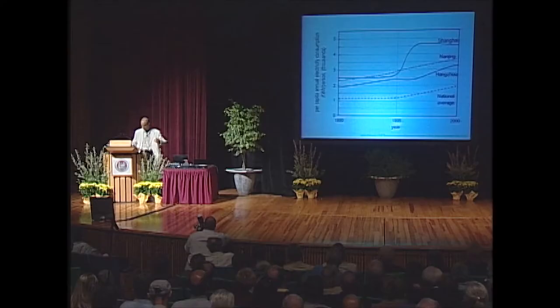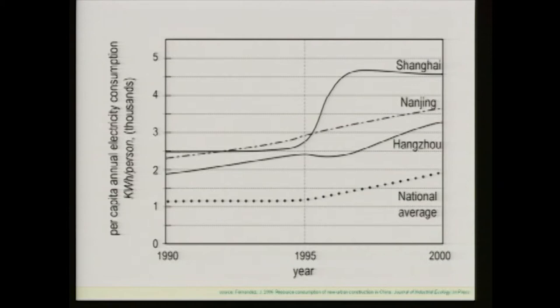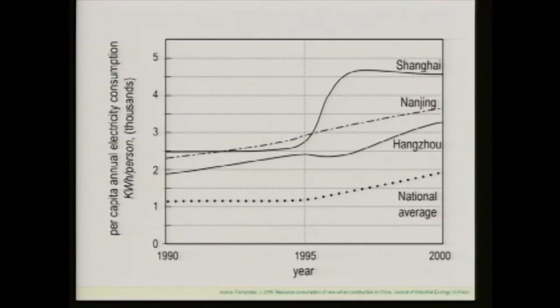The image I'm showing here is actually a per capita electricity consumption. And just notice the uptick in a 2 year period in Shanghai, 1995 to 1997: massive urbanization, liberalization of the housing market, increasing number of air conditioners, and general affluence increasing during that time. It's a 76% increase in electrical consumption in that city over a two-year period.